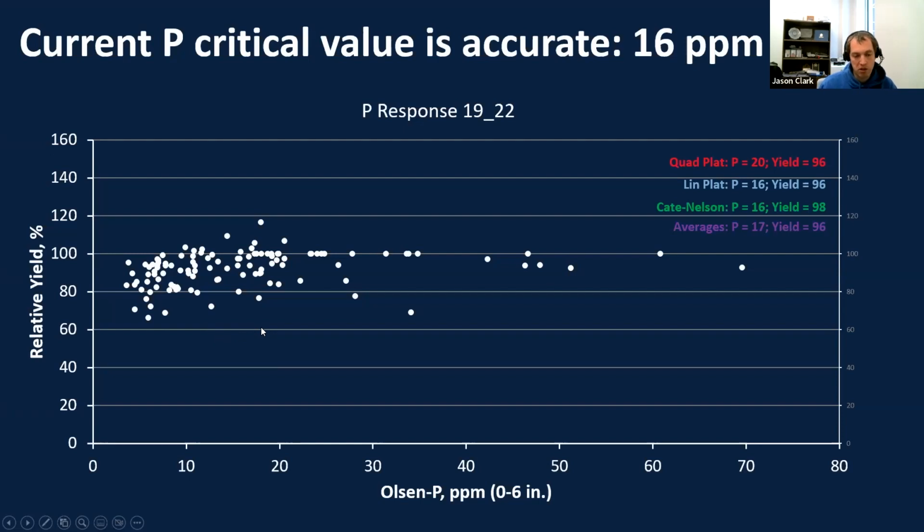So there's a few ways we can do this. I just want to show you several ways that we can put a model through this. This one's called a quadratic plateau. It's just a quadratic line until it hits a flat point, and where it levels off is around 20. If I use a linear relationship through here and then plateau, go flat right there, it's about 16.